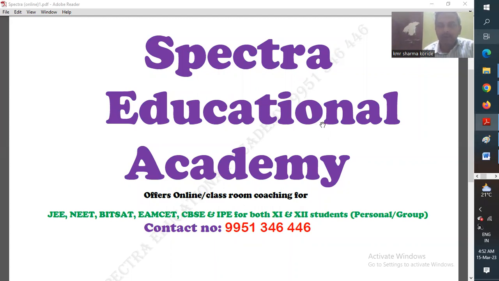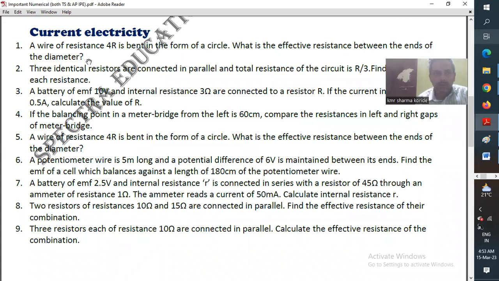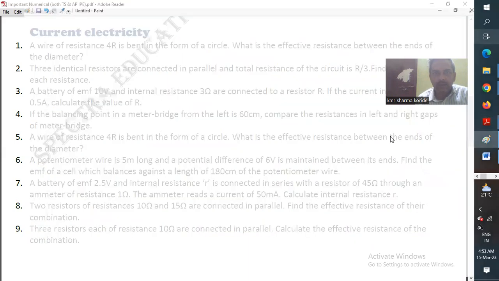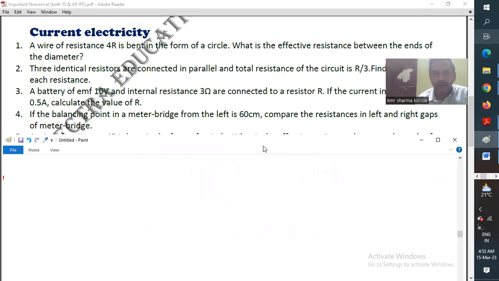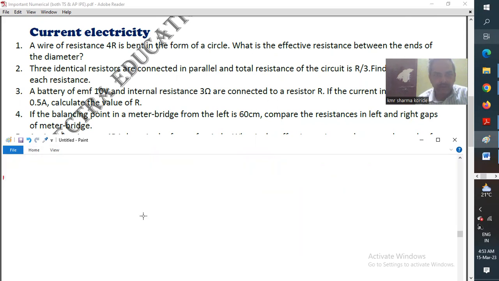In this video, I am going to explain numericals in the chapter current electricity. The first question is, a wire of resistance 4R is bent in the form of a circle. What is the effective resistance between the ends of the diameter? So you can understand the answer first by drawing a circle.